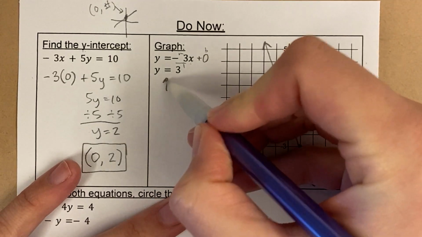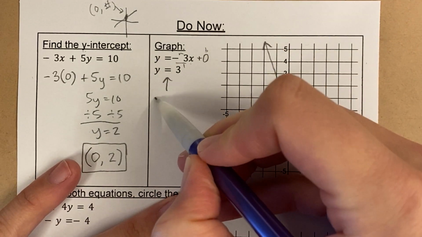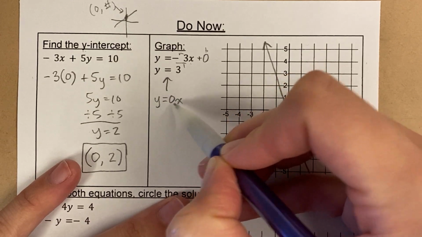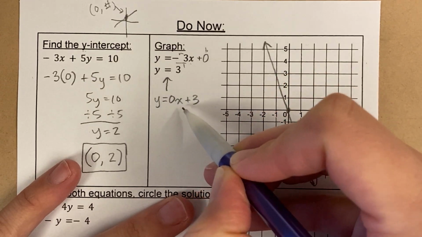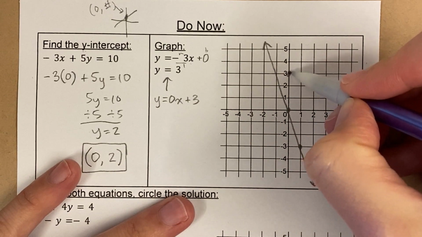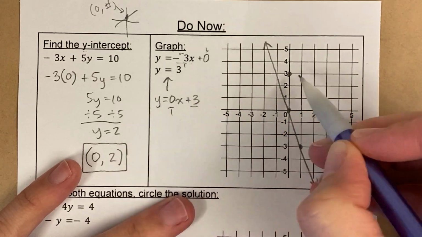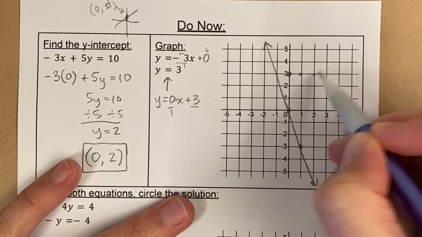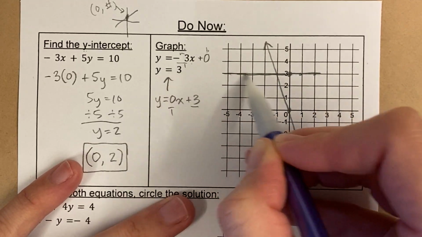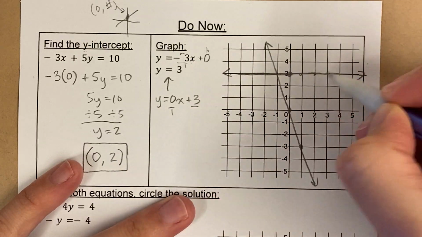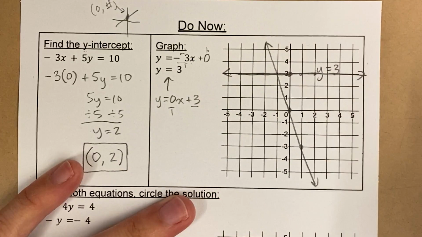Okay. This line, on the other hand, there's no x. Where's the x? Here it is. Look, it's being multiplied by a 0. That's why it's not there. So this is a line that has a y-intercept at 3 and a slope of 0. So I'm going up 0 over 1, up 0 over 1. This is a horizontal line. Okay, so remember, this is the line y equals 3.